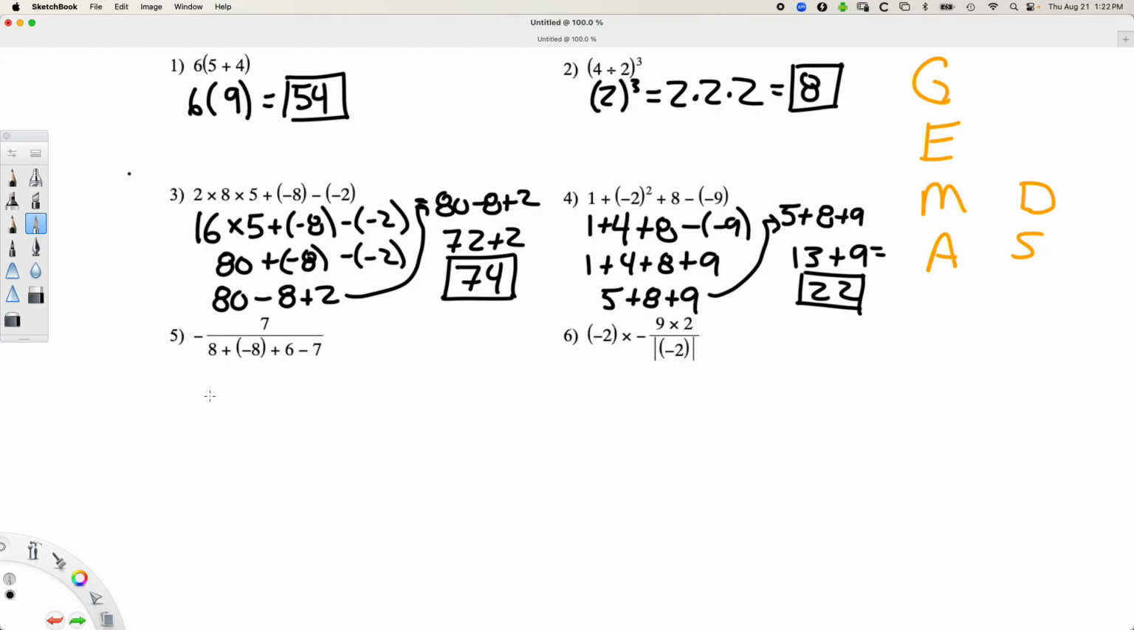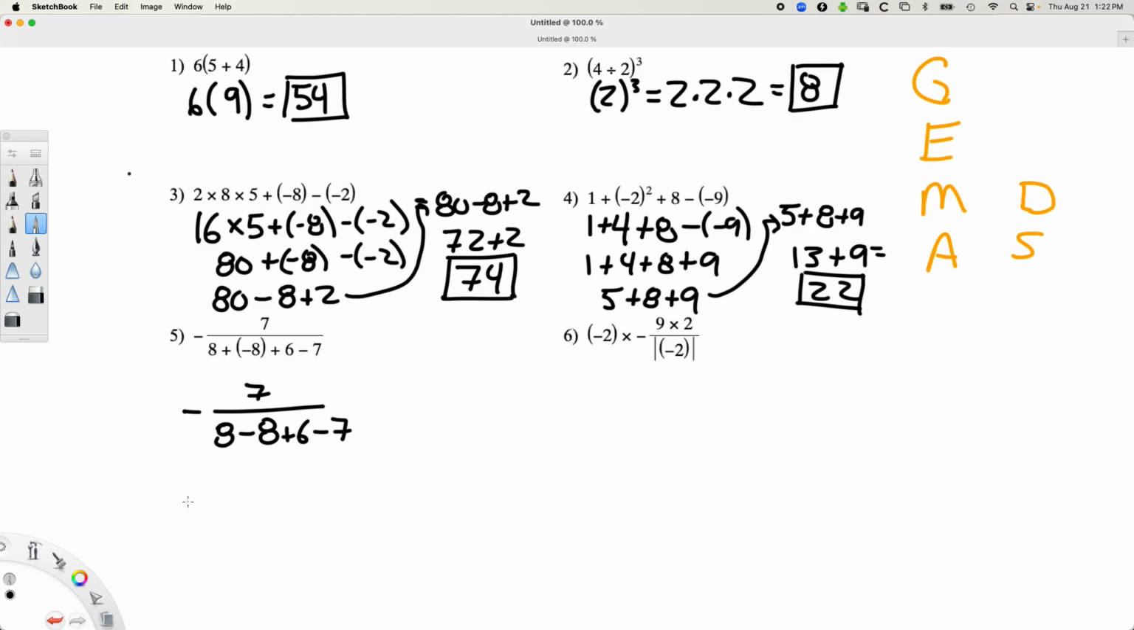So I'm going to do that. I'm going to rewrite this. I'm going to get rid of this. I'm going to get rid of this parentheses. So I've got -7 over 8 plus a negative becomes a negative, or negative minus 8 plus 6 minus 7.